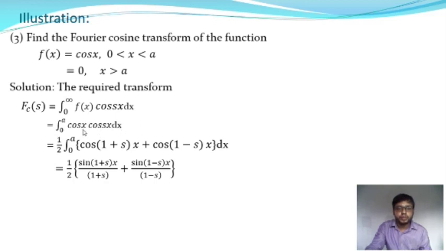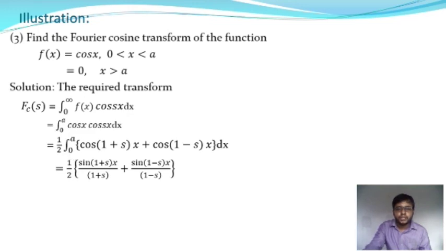You know there is a property of trigonometric functions for cos A cos B: 2 cos A cos B is equal to cos(A+B) plus cos(A-B), where A is equal to x and B is equal to sx. From this formula we will get the integral of cos((1+s)x) plus cos((1-s)x) dx, and the integration is a definite integral from 0 to a.